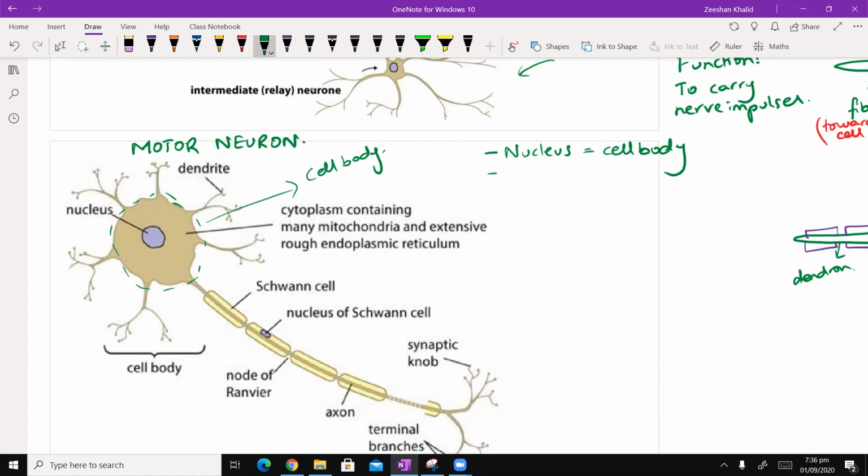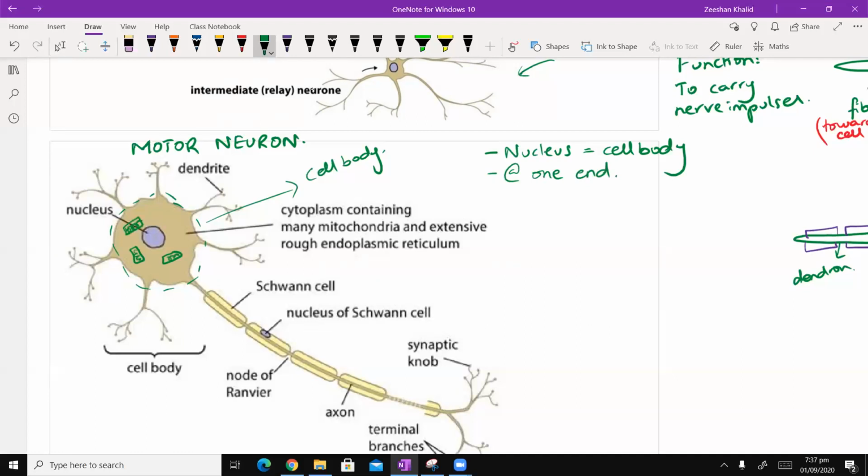The nucleus, or the cell body, is usually at one end. Okay, that's important with regards to its orientation. And here they haven't shown it, so I'll draw it. In the cell body, you actually have lots and lots of mitochondria.